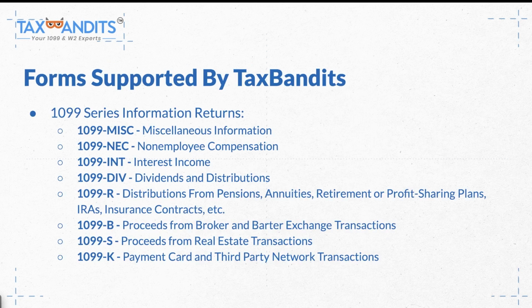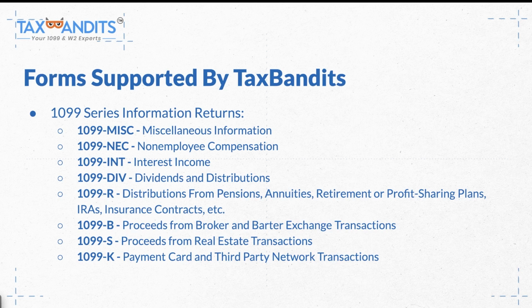The forms supported by TaxBandits are the 1099 series forms. You've got the 1099-MISC, the 1099-NEC, or non-employee compensation, the 1099-INT for interest income, the 1099-DIV for dividends and distributions, the 1099-R, distributions from pensions, annuities, retirement, or profit-sharing plans, IRAs, insurance contracts, etc.